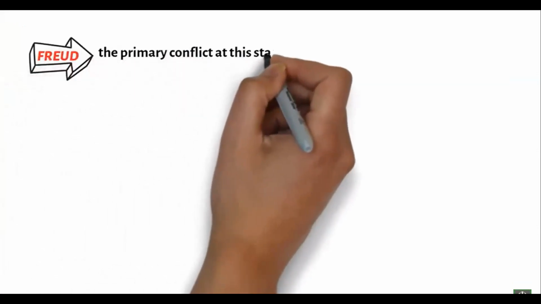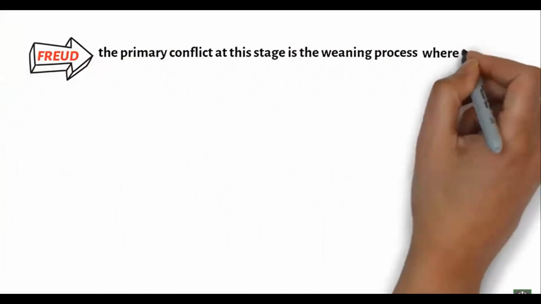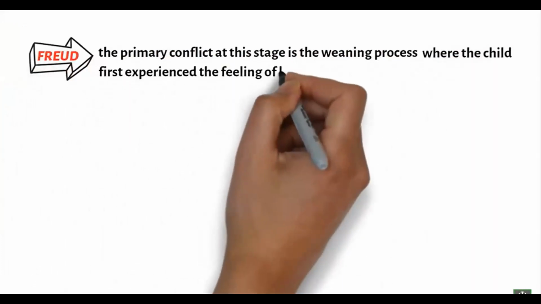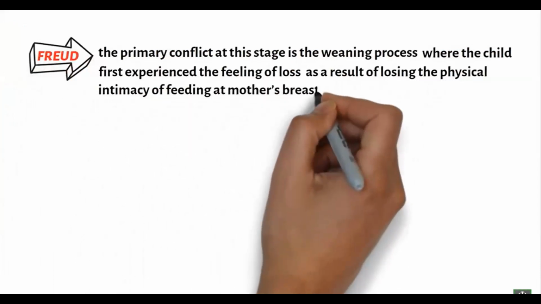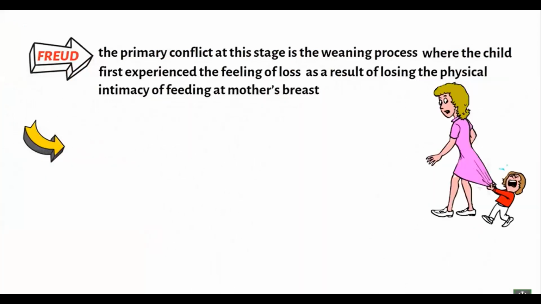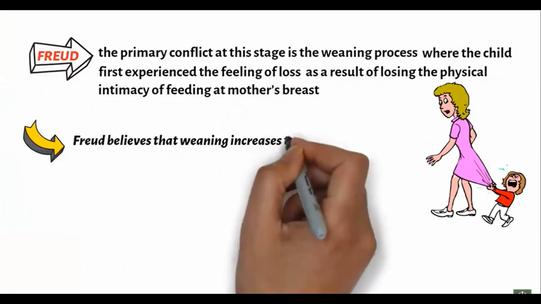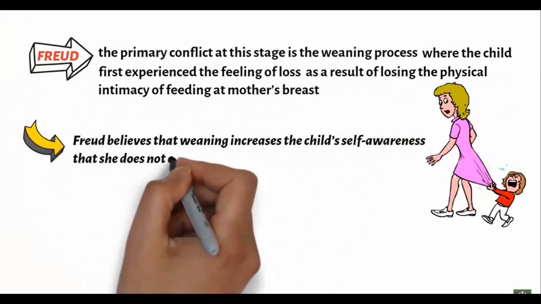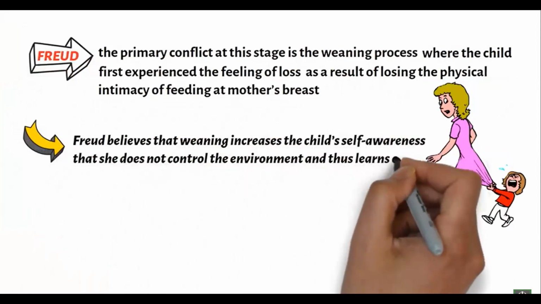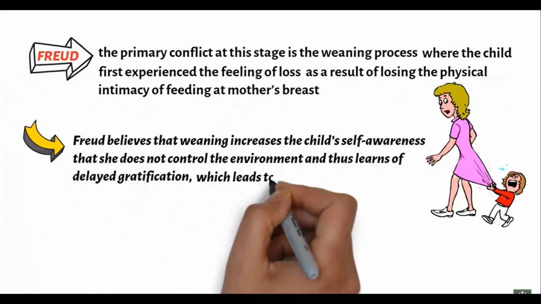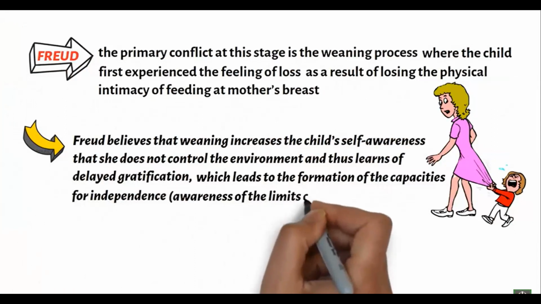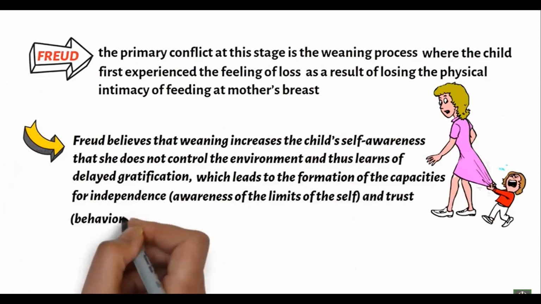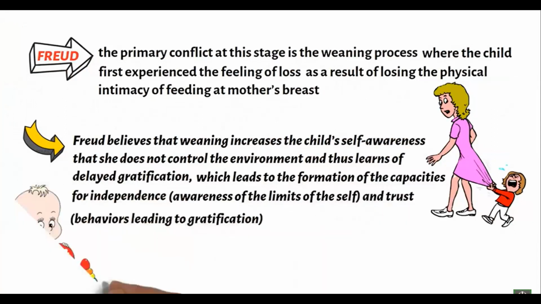According to Freud, the primary conflict at this stage is the weaning process, where the child first experiences the feeling of loss as a result of losing the physical intimacy of feeding at mother's breast. However, Freud believes that weaning increases the child's self-awareness, that she does not control the environment and thus learns of delayed gratification, which leads to the formation of the capacities for independence, that is, awareness of the limits of the self, and trust, that is, behaviors leading to gratification.